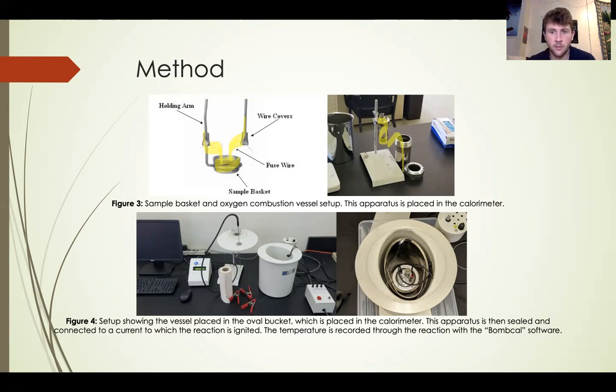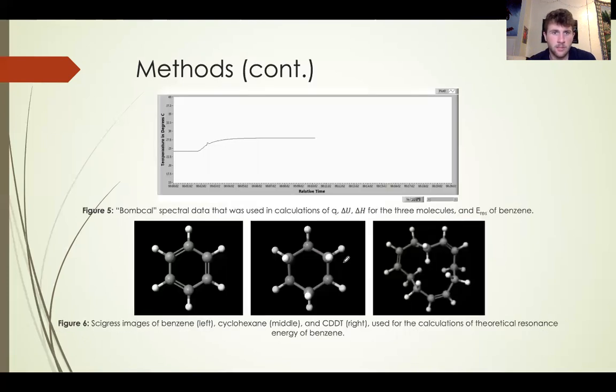This was then thrown into the oval bucket, which is then thrown into this calorimeter. From the calorimeter, you clamp it shut with these, and then you run a current through it, ignite it, and measure it on the computer. And this was used, again, with the BombCal software. So whenever you're looking at the spectra here, it's going to give you a spectrum of temperature versus relative time. We're going to be looking at the values that we need for that.